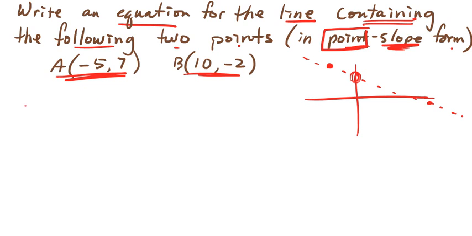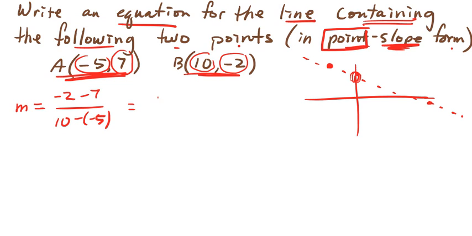So let's do that. The slope is the difference in the y values, and I always take the second one that's listed minus the first one, right? y2 minus y1. That's negative 2 minus 7 divided by x2 minus x1, and that's 10 minus negative 5. That's negative 9 over positive 15. 10 minus a negative is plus. So that's our slope. Don't change it to a decimal. Just leave it as a fraction. No problem.